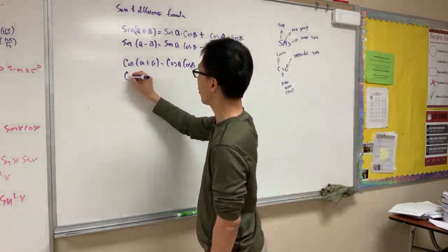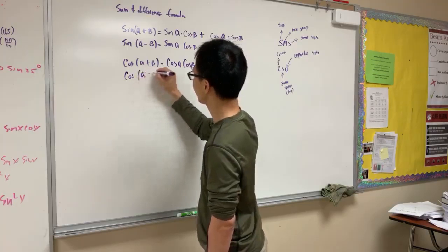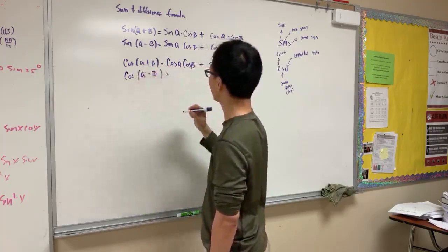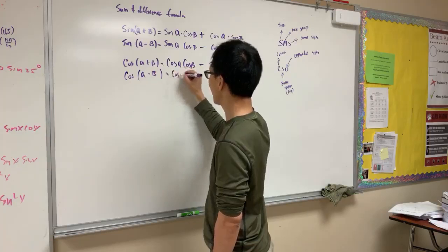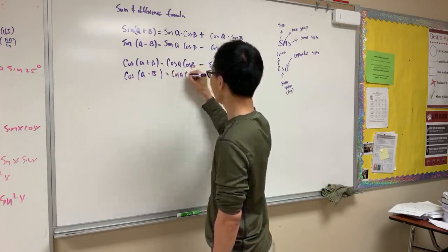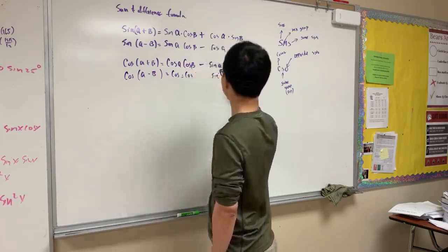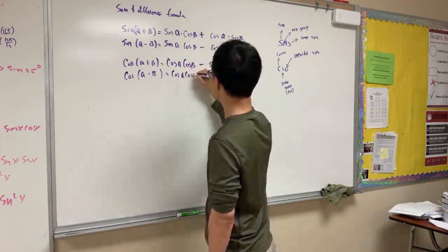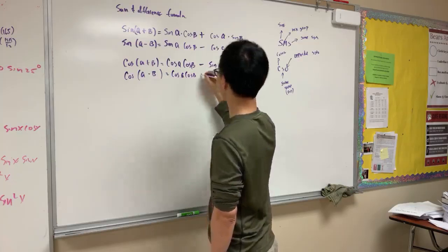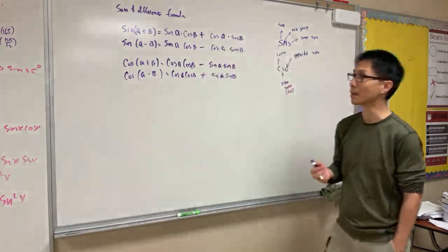Okay, so now how do you know the other one? It's the same thing, but positive. I usually write down cosine first, and sine. And that's A and B, A and B, and this is a plus. So it's just the opposite sign.